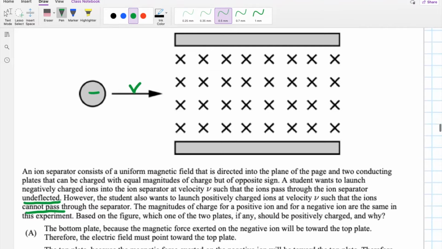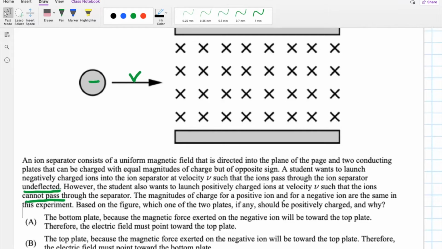We'll see what happens. The magnitudes of the charge for positive ion and for a negative ion are the same in this experiment. Okay, nice. So the magnitude of the charge is going to be plus or minus an electron's worth of charge, or plus or minus Q, I think is better. We're not told that they're specifically electrons or protons or whatever, but plus or minus Q. Shoot, it could even be plus or minus 2Q. It doesn't matter. We get the idea. The magnitudes, let's see here.